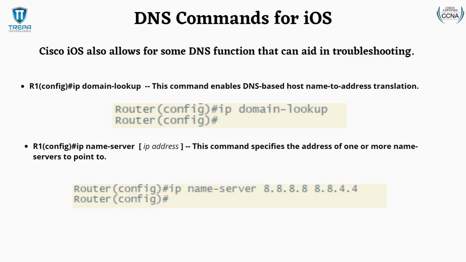So the first command we're going to go over is IP domain lookup. What this allows us to do is that at privilege mode, if I just type in google.com and hit enter, my router is going to try to resolve that. It's going to try to figure out, okay, google.com is what IP address? And it's going to do that for any command that isn't part of the CLI.